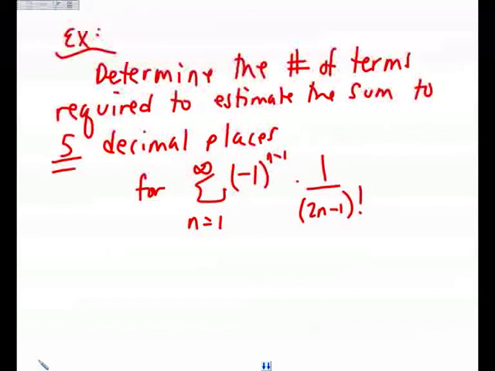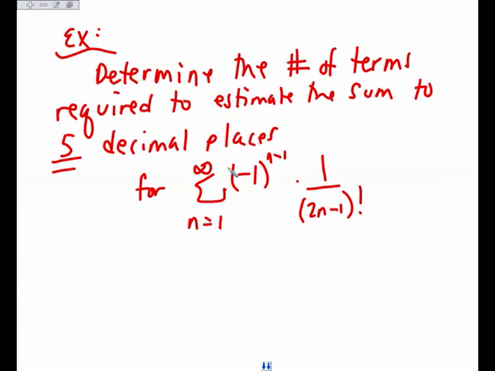I'm going to ask you to determine the number of terms required to estimate the sum to 5 decimal places for this crazy series. You can go ahead and hit pause so you can jot that down, and then when you're ready, I'll talk you through the problem solving process. So go ahead and hit pause.